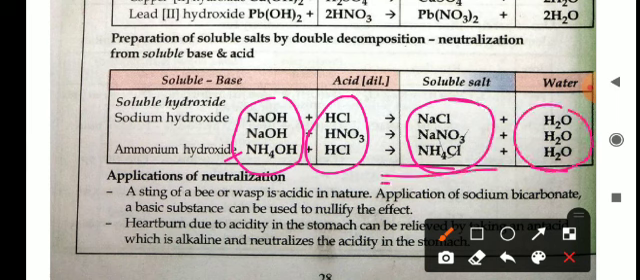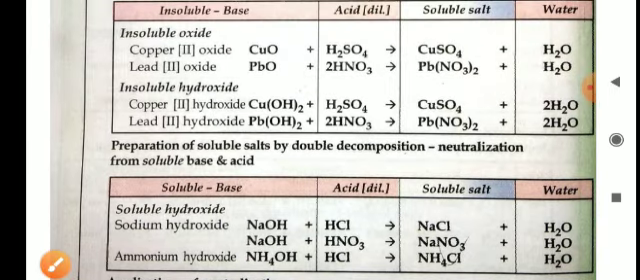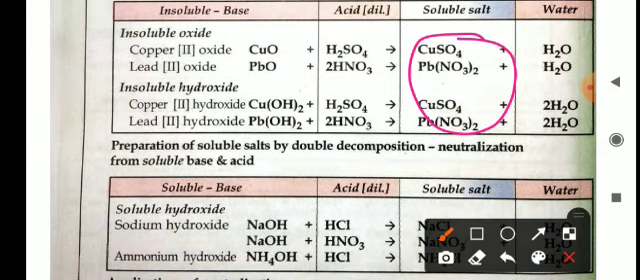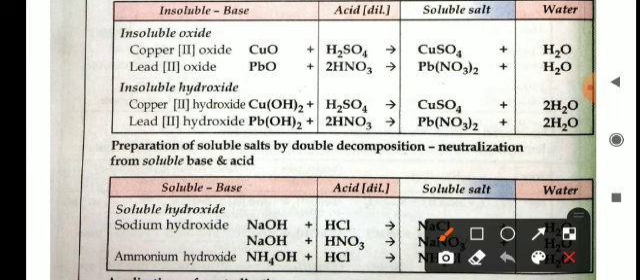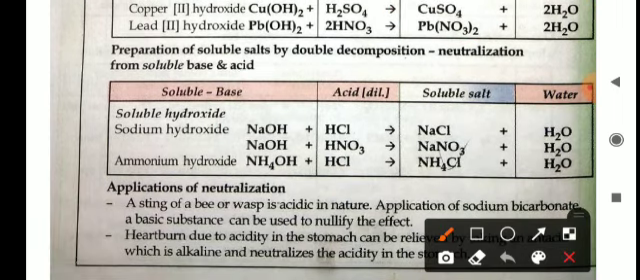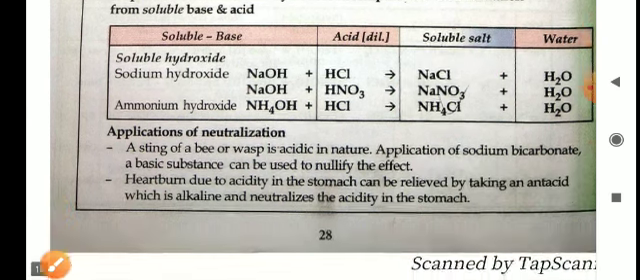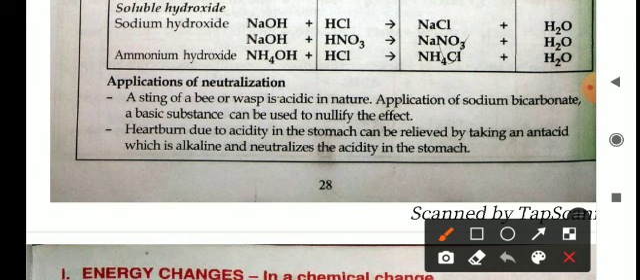But the salts formed here are water soluble, whereas the salts formed earlier were not water soluble. So you can see the difference between soluble and insoluble salt. The salts of metals of higher atomic numbers are insoluble, and the salts of metals of lower atomic numbers are water soluble.